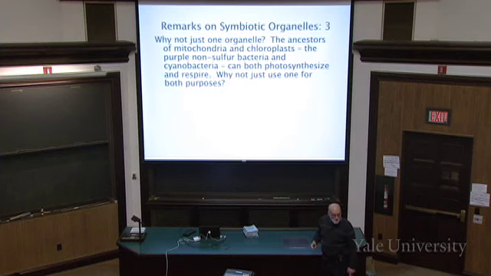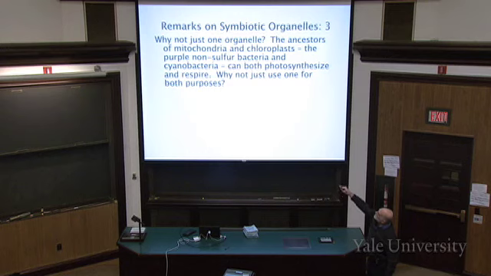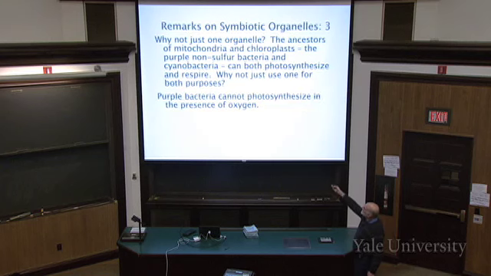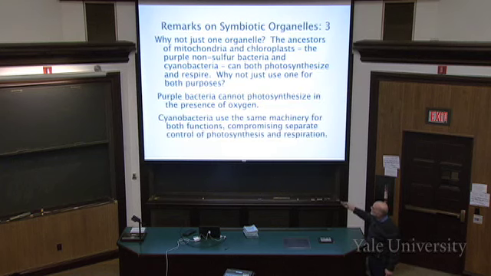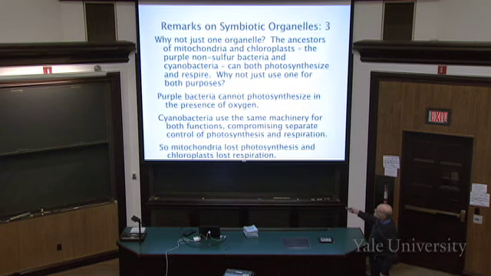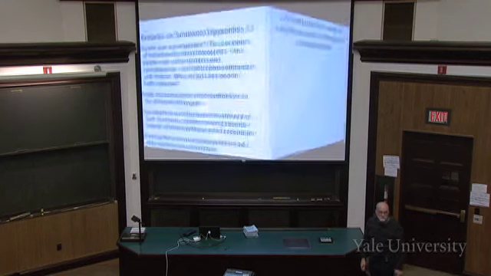Why not just have one? Why do plants need to have two? If you look at their ancestors, you can see that purple non-sulfur bacteria and cyanobacteria, so those are the ancestors of mitochondria and chloroplasts, they can do both. They can both photosynthesize and they can respire. However, the purple bacteria can't photosynthesize when there's oxygen, and the cyanobacteria use the same machinery for both functions, and so that means that the host cell would not be able to separately control photosynthesis and respiration, which one might want to uncouple. And so it appears that mitochondria lost photosynthesis and chloroplasts lost respiration in coming into the cell.